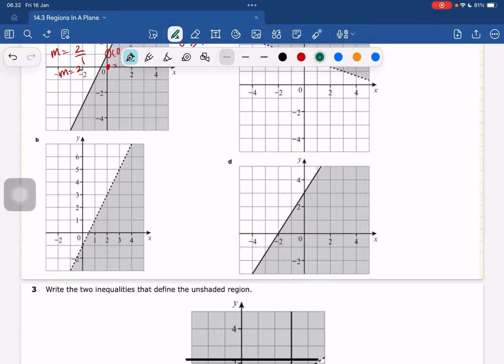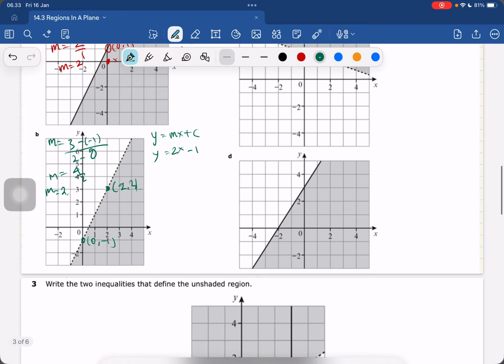Let us see. Here the y-intercept is minus 1. So y equal to mx plus c, we got c is minus 1. Let us find the gradient. This is (0, -1). Take this point, (2, 3). So the gradient is 3 minus minus 1, divided by 2 minus 0. So we got 4 over 2, so the gradient equals 2. So 2x minus 1. Since this is not a full line, it's only going to be less than or bigger than.